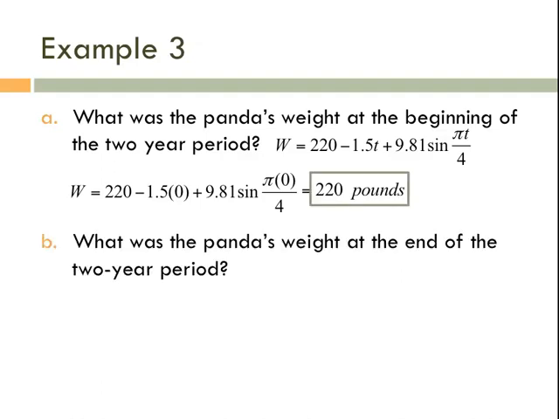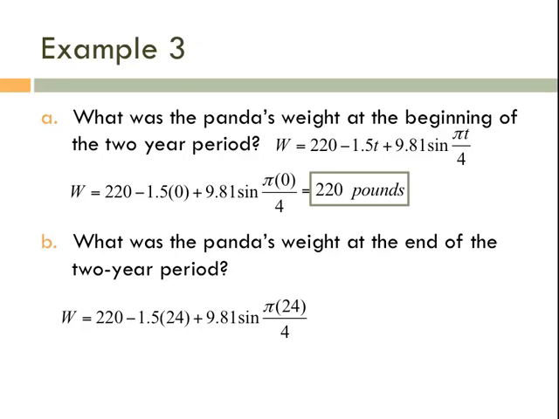Part B, what was the panda's weight at the end of the 2-year period? So at the end of the 2-year period, again, make sure you're working with the correct units here. t is represented in months. So what was the panda's weight at the end of the 2-year period? You're really talking about after 24 months. So that would be 220 minus 1.5 times 24 plus 9.81 times sine of 24 pi over 4.